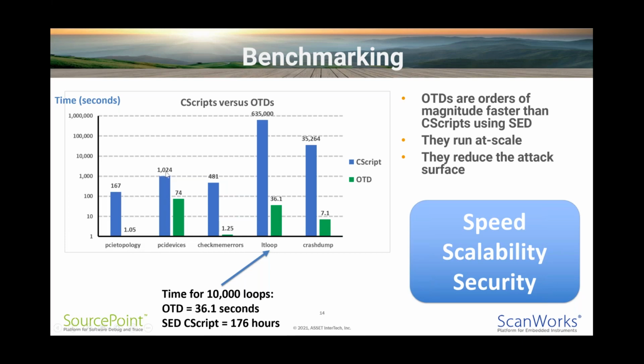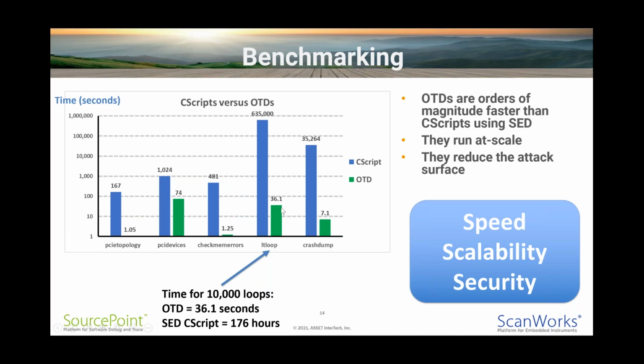PCI devices, 1,024 seconds versus 74 seconds, so a little over 1 order of magnitude. Check mem errors, 481 seconds versus 1.25, so 2.5 orders of magnitude, or almost 500 times faster. I mean, the smaller the candle, the better, because it's a shorter period of time.